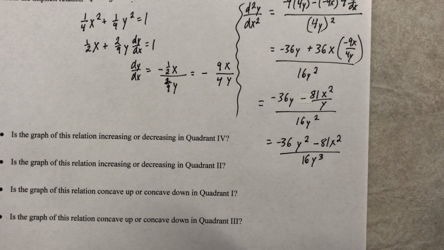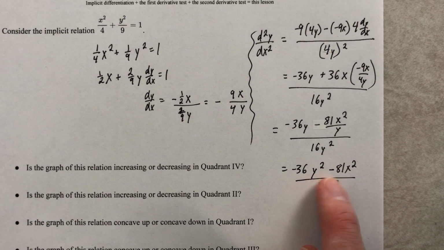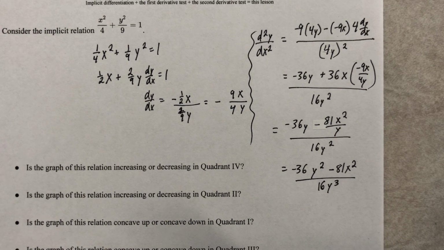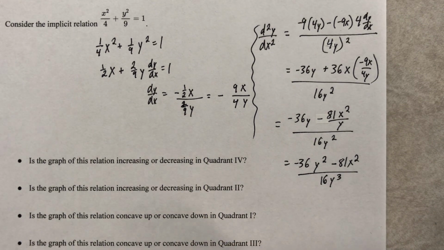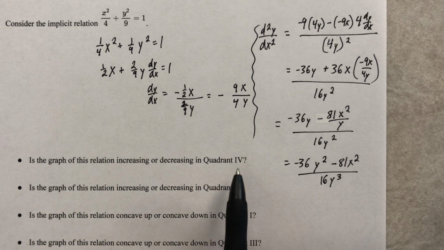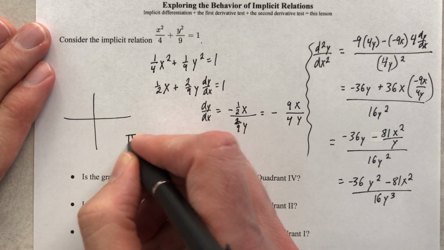There is a way to continue going with this, and I'm trying to remember what it is. The fact is that at some point we can just do some finagling and factoring and end up with 1 in the numerator and some other numbers floating around. It's fun, but it's not worth our trouble right now. I almost went there, but let's not. Here we go. First derivative, second derivative. Is the graph of this relation increasing or decreasing in quadrant 4? Okay, well, quadrant 4. What's quadrant 4? Not what, but where.